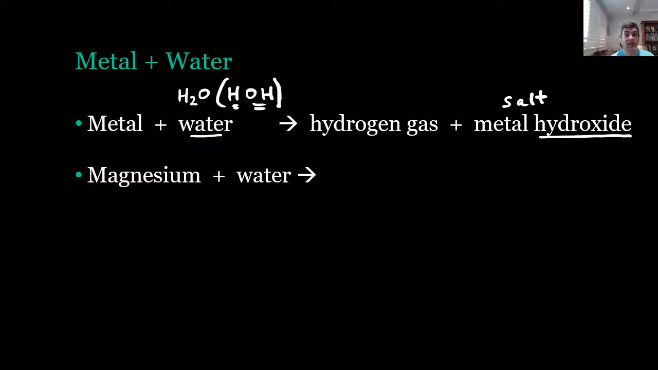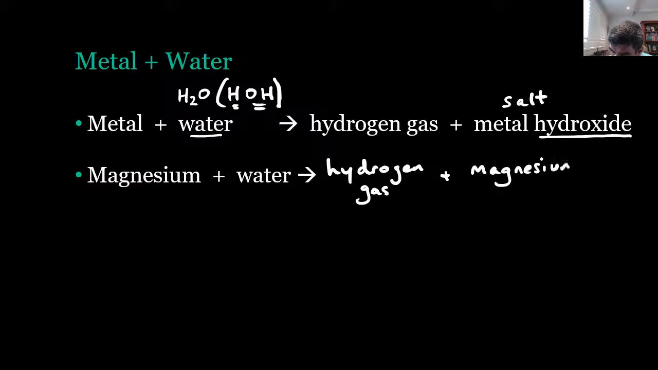So again, if we do the same example and add magnesium, we're still going to get hydrogen gas, but we're also going to get magnesium hydroxide. And that will be our salt, but the salt that we produce when we're reacting water is always going to be a hydroxide. Some metals are more likely to react with warm water than they are with cold water, and some metals will react either way, just faster if it's warm.